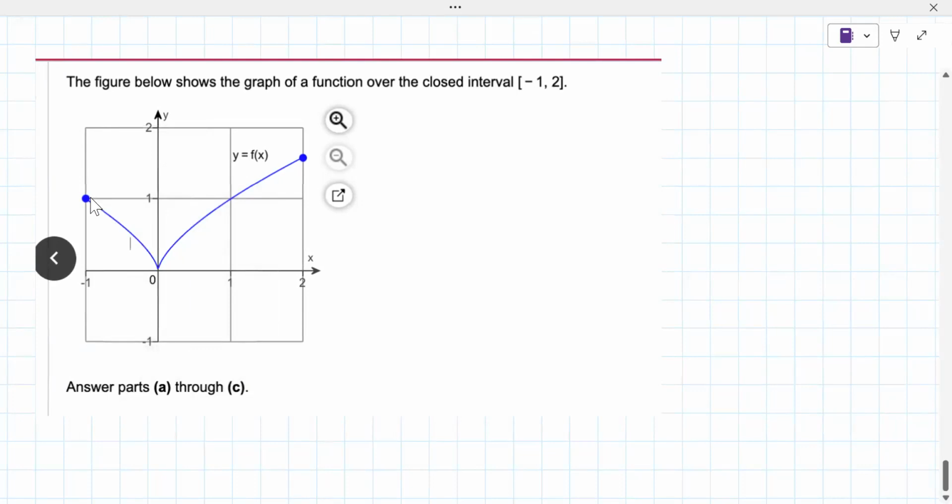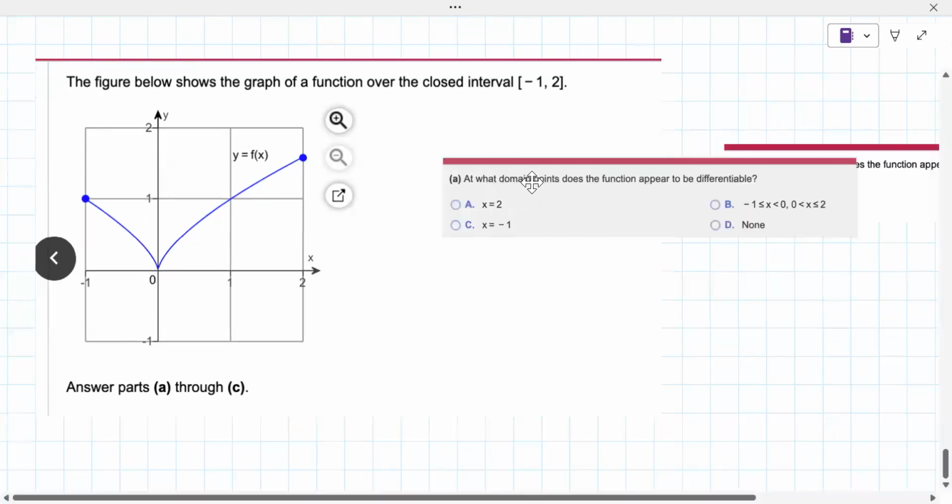This thing is continuous because you can draw it without lifting up your pencil, but it's not differentiable at that point because at that point, the slope from the left is not the same as the slope on the right. But it is continuous everywhere. This is not the best example, but this is the one that you have in front of you here.